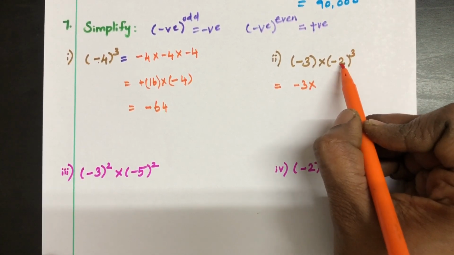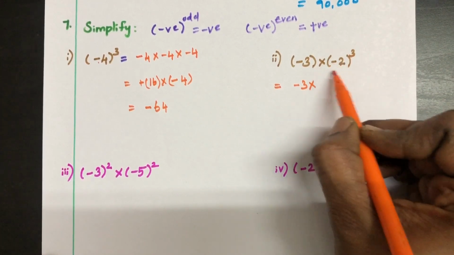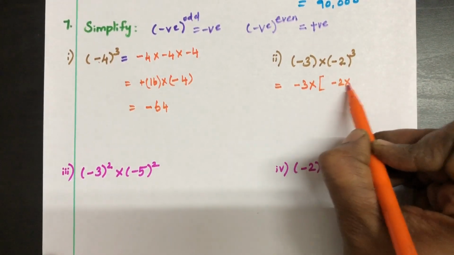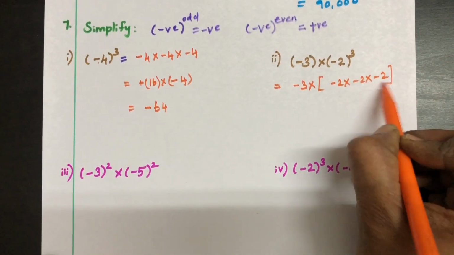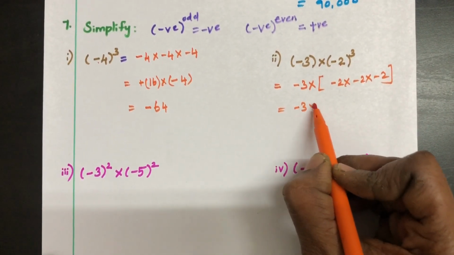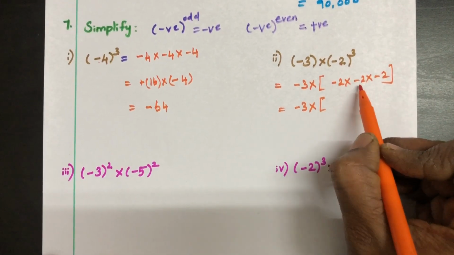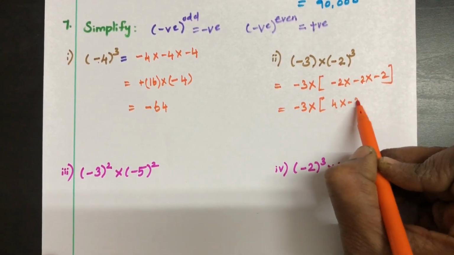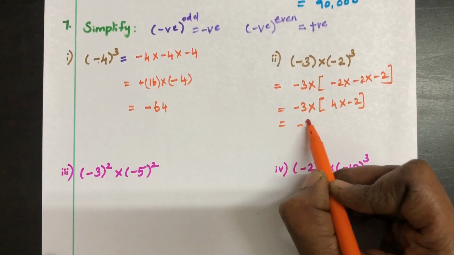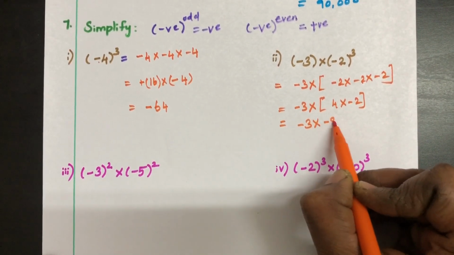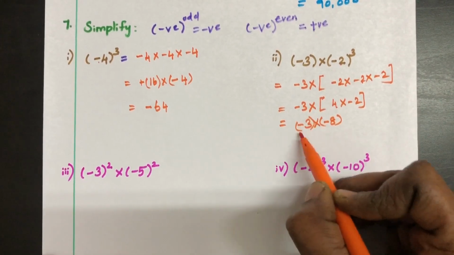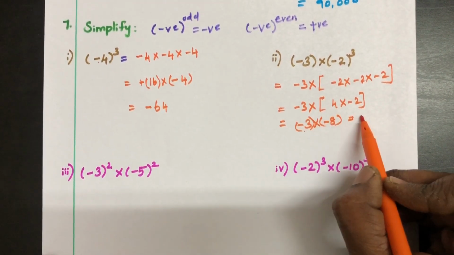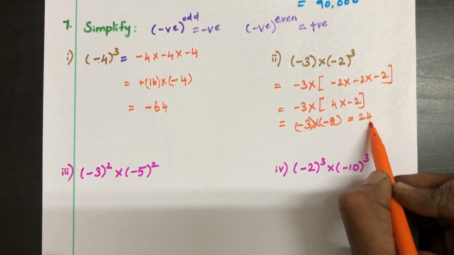Here, minus 3 into a negative number with an odd power, so here also the answer will come as negative only. Let's see this. Minus 2 into minus 2 into minus 2, 3 times. So minus 3 into minus 2 into minus 2 is plus 4, into minus 2. This is minus 3 into minus 8. Minus 3 into minus 8 is plus 24. Negative into negative is positive. So plus 24.